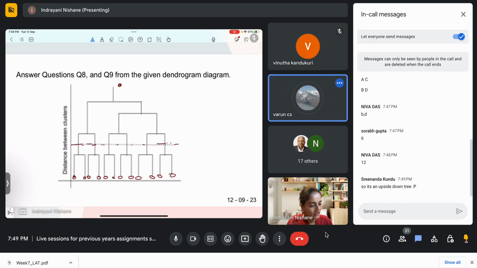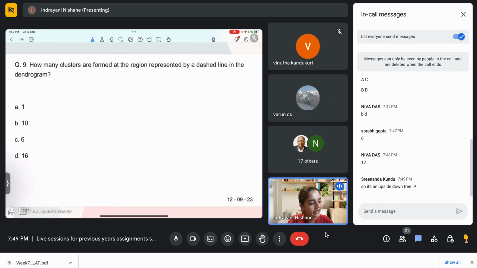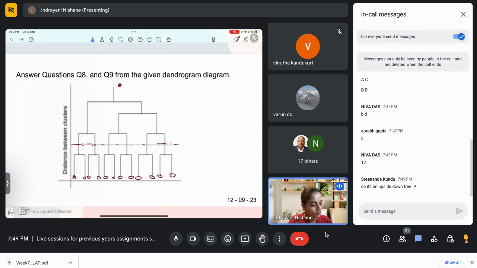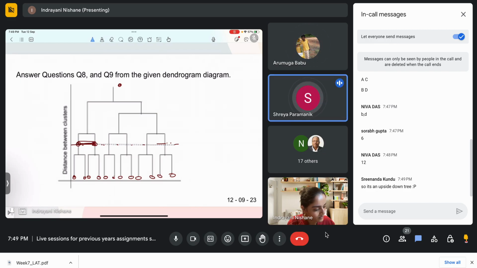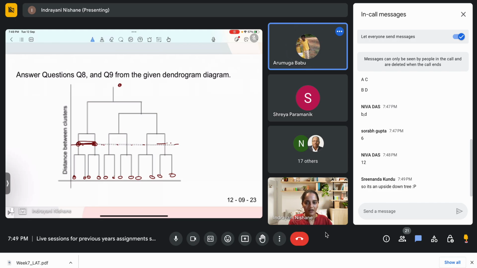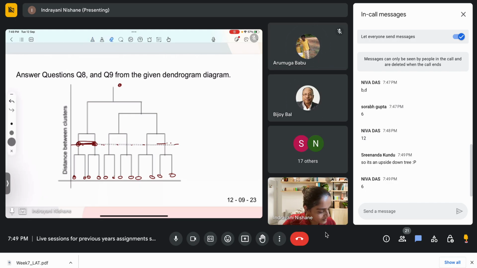So next question is about that only. How many clusters are formed by dashed line in dendrogram? So what we will do is, this is one cluster, right? Total three clusters. No. Wait, wait, wait. So I will again do it.